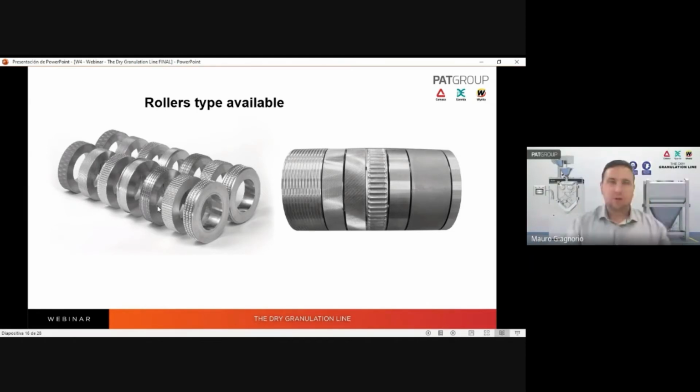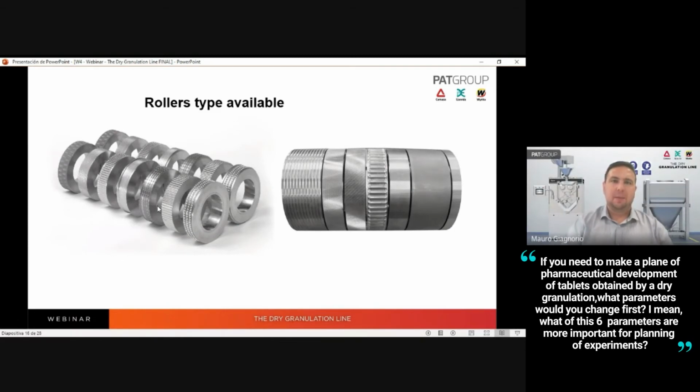Thank you, Arturo. We have a third question from Elena, and she says, if you need to make a plan of pharmaceutical development of tablets obtained by a dry granulation, what parameters will you change first? I mean, what of these 6 parameters are more important for planning of experiments?